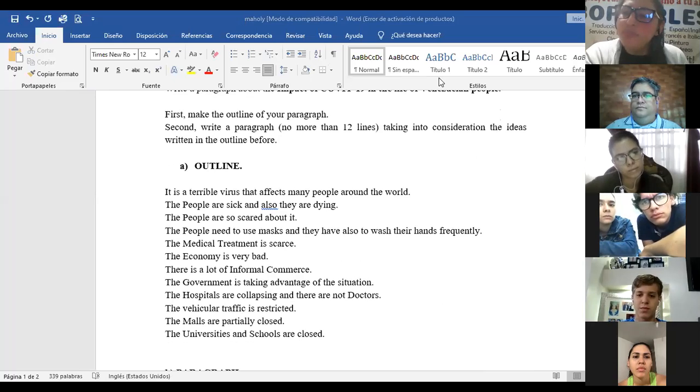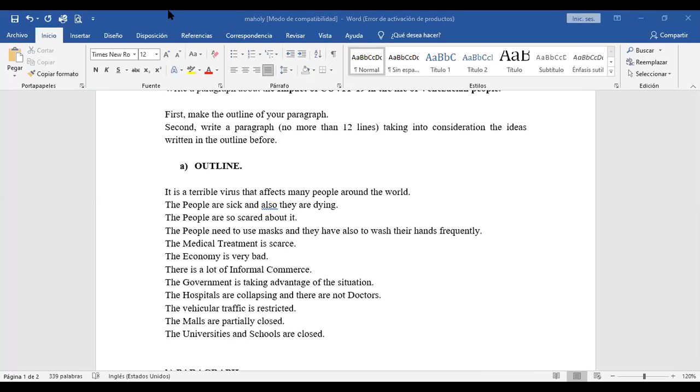What do you have to keep in mind when you're writing an outline? Dice, ¿cómo se arma un buen outline? ¿Cómo escribiríamos un buen outline? ¿Qué debo tener en cuenta, Maoli? Ahí en ese momento que estaba escribiendo esto, ¿qué fue lo que le vino a la mente? ¿Qué es un outline para usted?